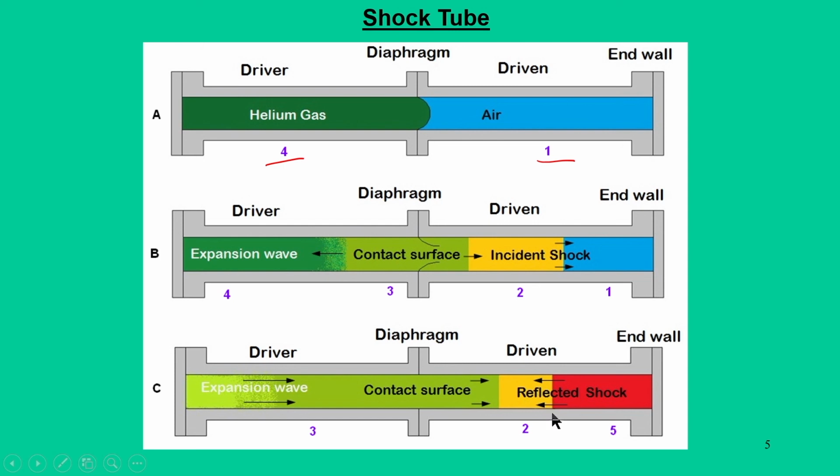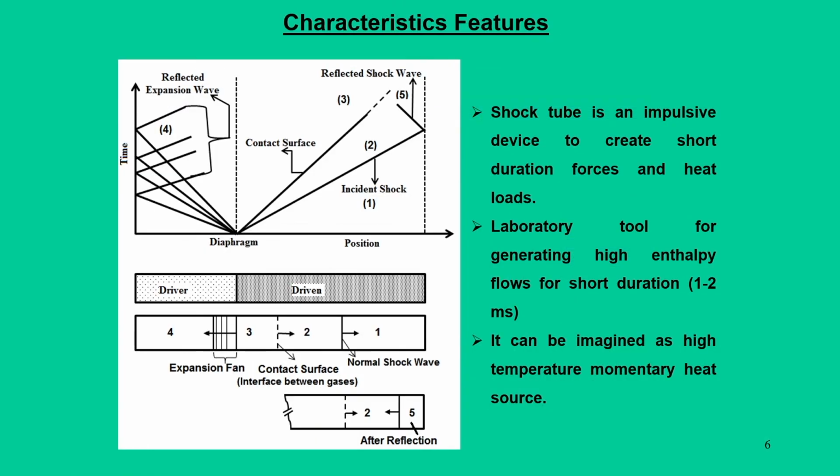Now, when this happens, we can say the reflected conditions become region 5. So, there are 5 conditions: 1, 2, 3, 4 and 5. Region 5 refers to the reflected shock, region 1 refers to the initial condition, and region 2 refers to the primary shock conditions. This picture gives more clarity on what I have explained; if you represent it in a standard diagram, we simply call it an XT diagram.